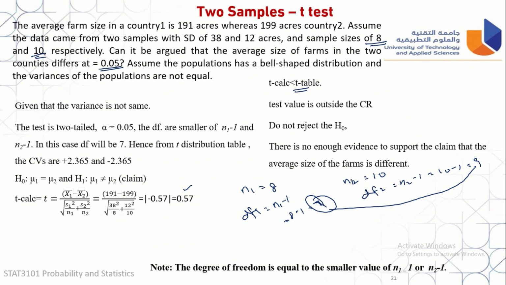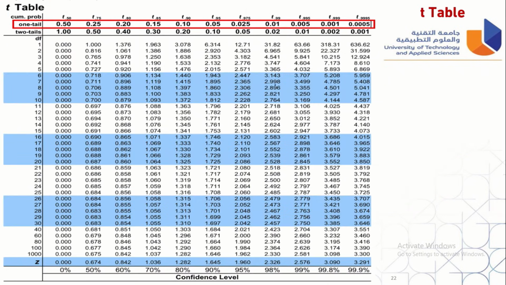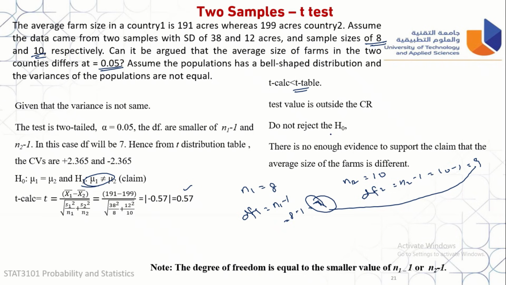At which percentage? 5%. For 2-sided, always not equal to. So go to that value, 7 df with 5%. It is 2.365 at 5%, right? Since it is two-sided, it is given as negative and positive. Yes, it is 2.365 as the CV.